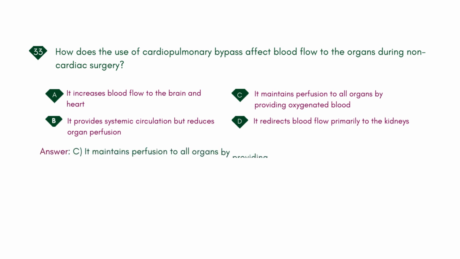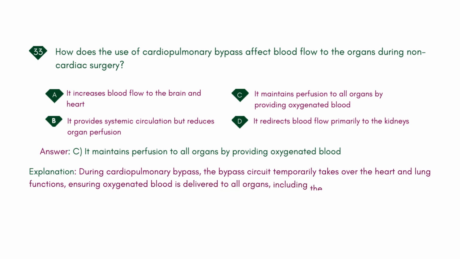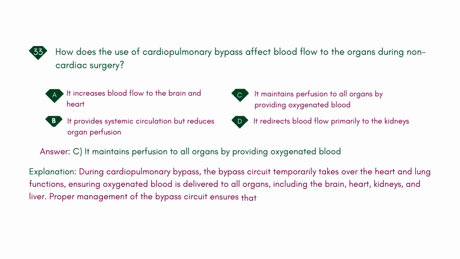Answer: C. It maintains perfusion to all organs by providing oxygenated blood. Explanation: during cardiopulmonary bypass, the bypass circuit temporarily takes over the heart and lung functions, ensuring oxygenated blood is delivered to all organs, including the brain, heart, kidneys, and liver. Proper management of the bypass circuit ensures that perfusion pressure and oxygenation are maintained throughout the surgery.